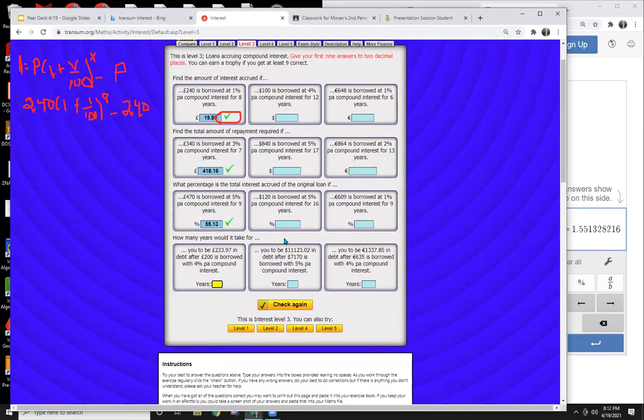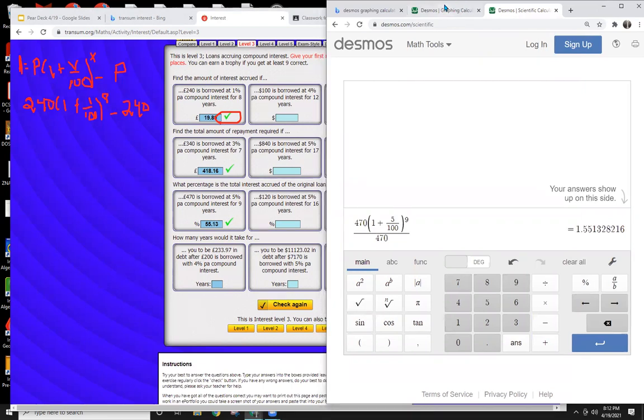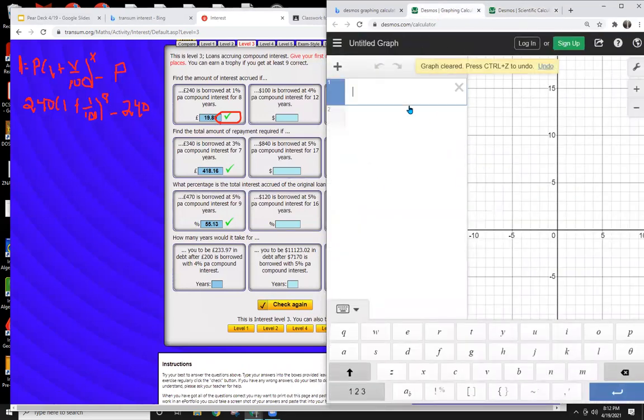And last one, how many years would it take for you to be 233.97 in debt after 200 is borrowed with a 4% interest compound? So for this one, we're not going to use the scientific calculator. We're going to use the graphing calculator because we're going to graph two equations and see where they intersect.